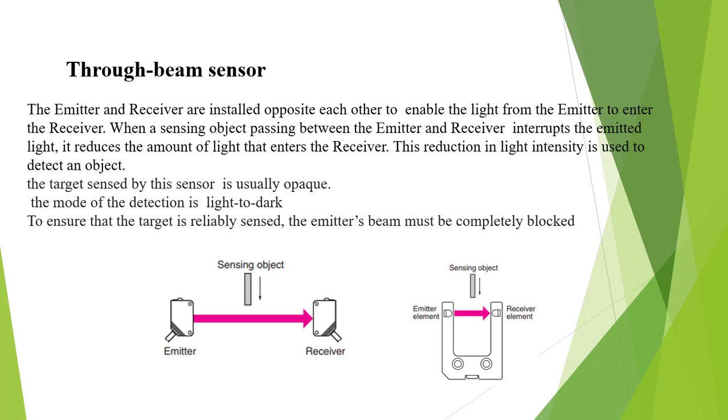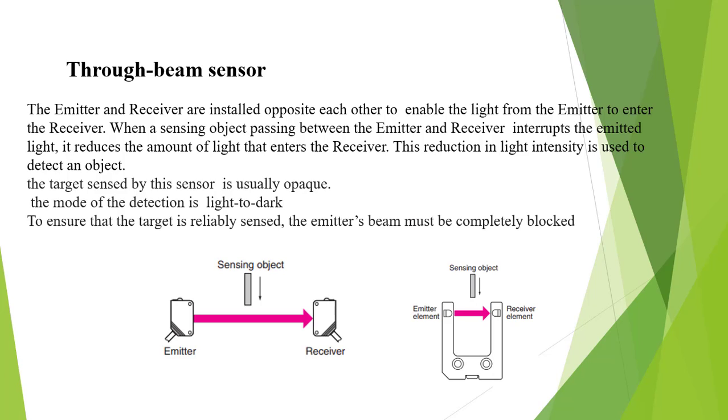That activates the receiver. The target object is usually opaque. The mode of detection is light to dark. To ensure reliable detection, the sensor's emitted beam must be completely blocked, so a somewhat larger object is much better.